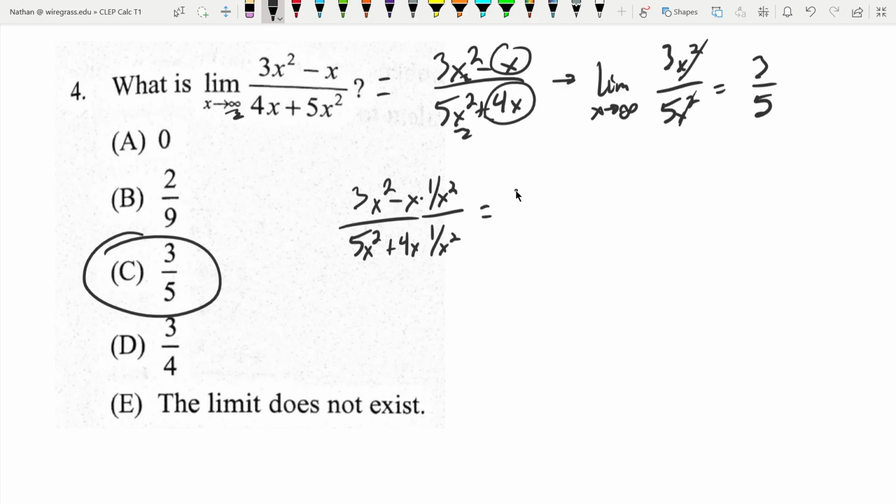That's going to give us 3 minus 1 over x over 5 plus 4 over x when you multiply that through. But of course, when x goes to infinity, this just goes to 0, and this goes to 0, and you get, again, 3 over 5. Both ways, it's pretty much the same type of thinking, but we're just thinking about one with rates of growth and the other one with doing the algebra.